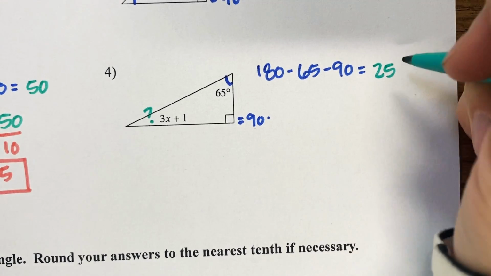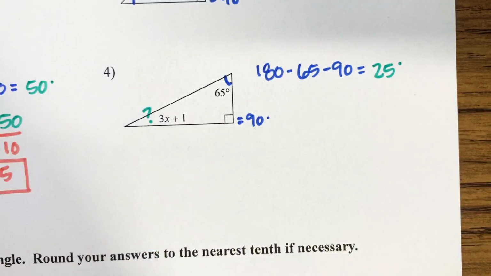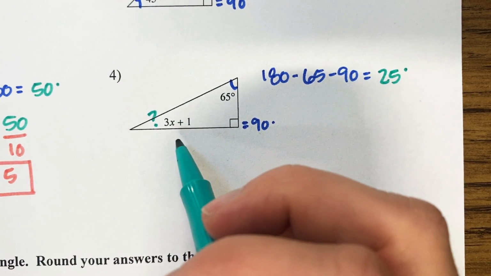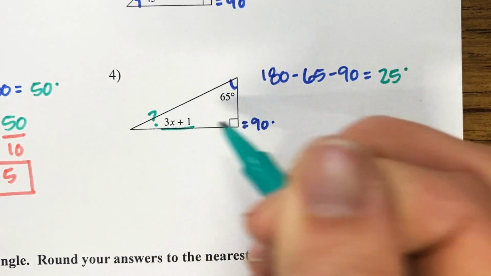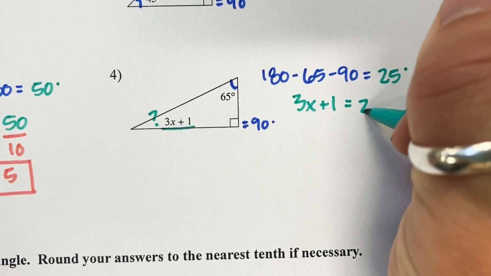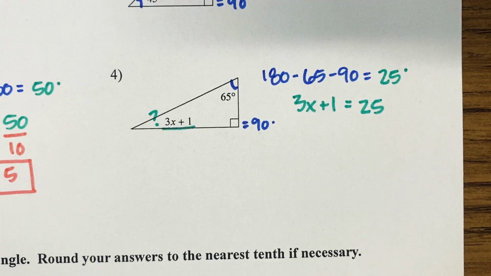So I know that this third angle right here has to equal 25 degrees. In order to solve for x, we're going to take what's inside of it, 3x plus 1, and set it equal to what we found, 25.